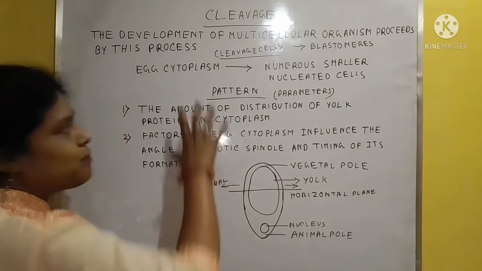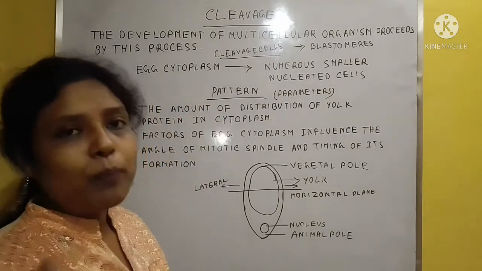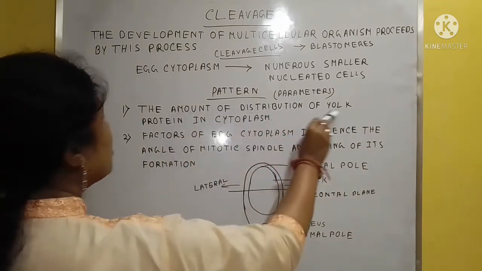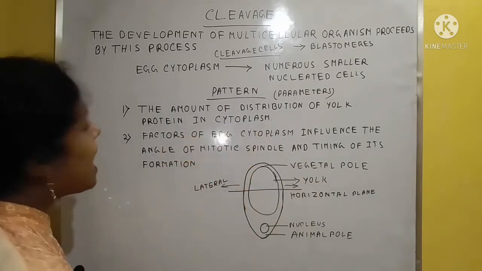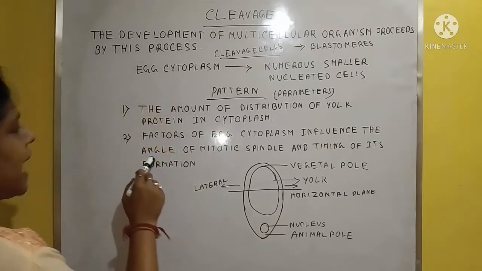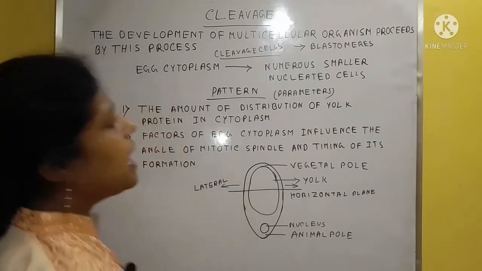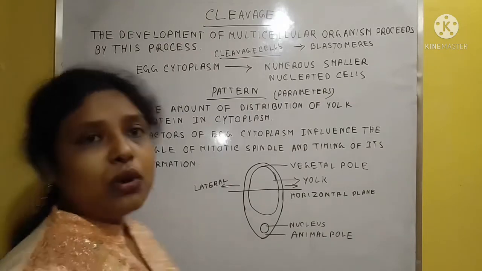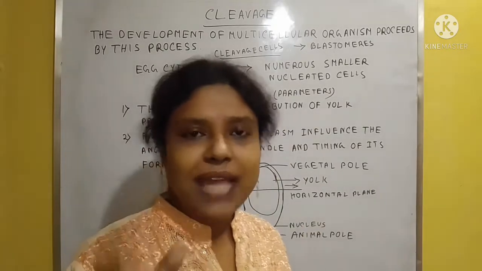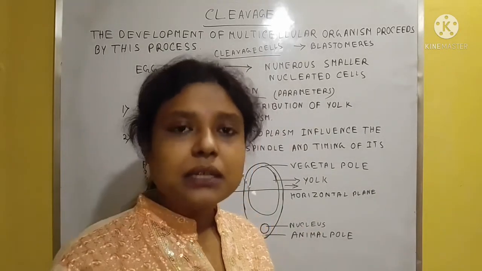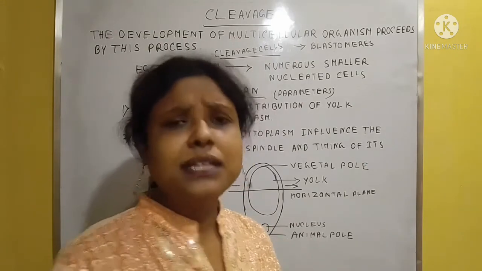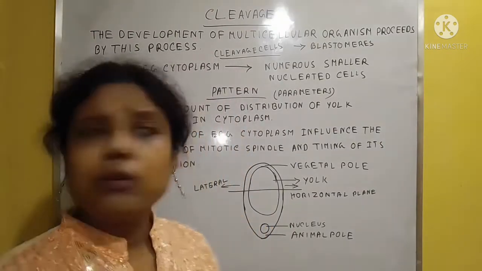Clear? So the cleavage pattern is dependent on two parameters. One parameter is the distribution and amount of yolk protein in the cytoplasm, and the second is the factors of the egg cytoplasm that influence the angle of the mitotic spindle and the timing of its formation. So the two parameters are the amount and distribution of the yolk, and some factors present within the cytoplasm that determine the timing and procedure of cleavage.